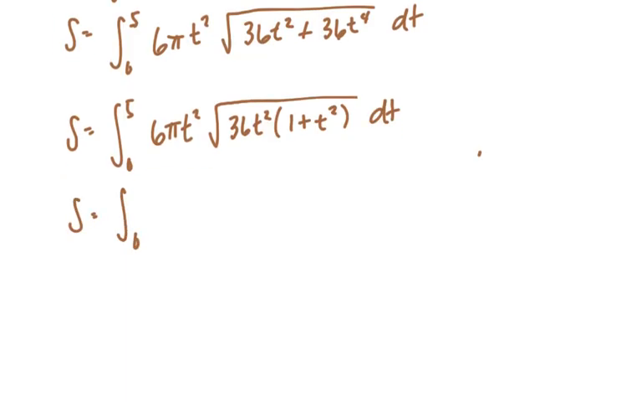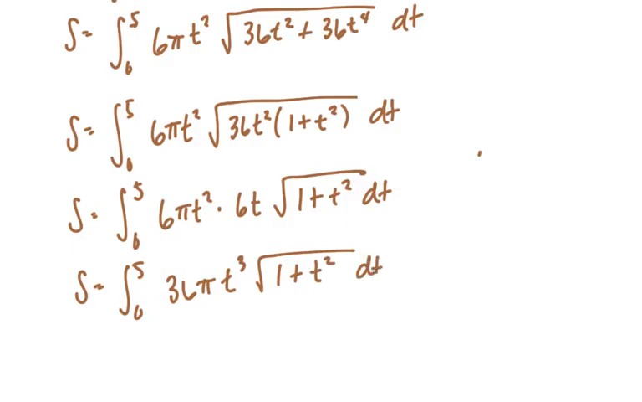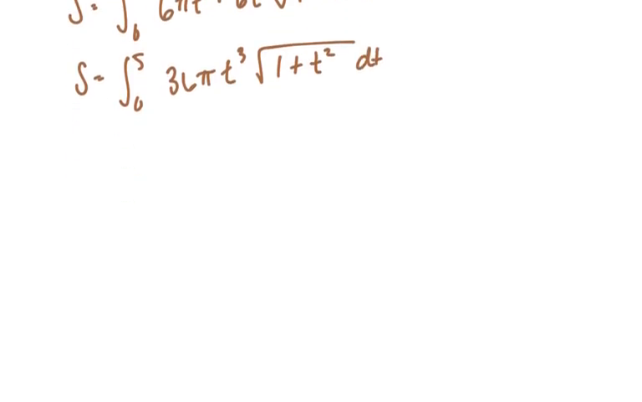So we have 0 to 5, 6 pi t squared times, now the square root of 36t squared is 6t. We have the square root of 1 plus t squared dt. So we have the integral from 0 to 5, 36 pi t to the third times the square root of 1 plus t squared dt. Now the easiest way to do this is u sub. So let's let u equal 1 plus t squared. So du equals 2t dt.